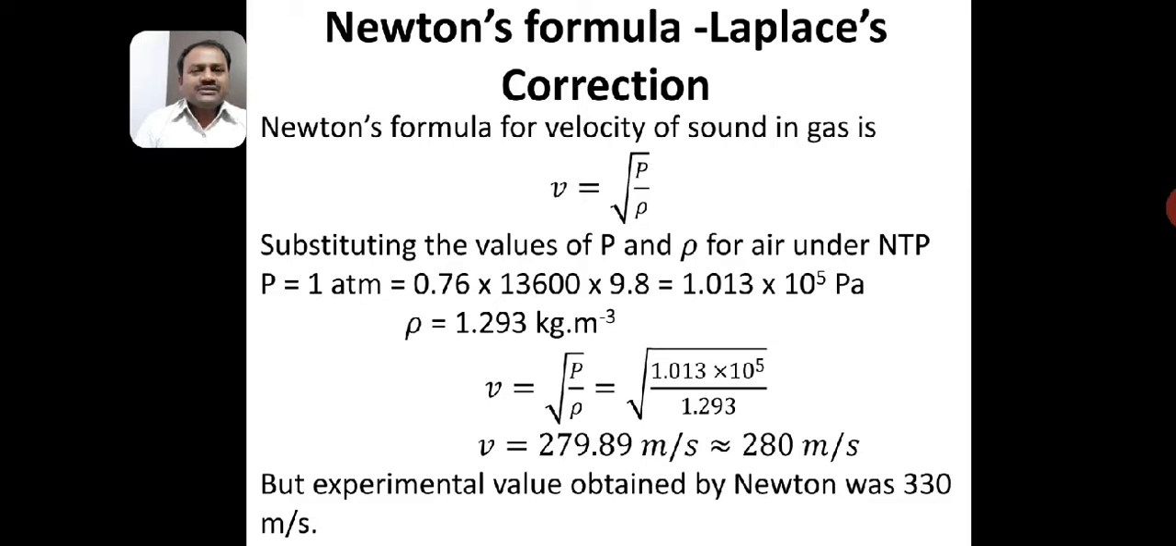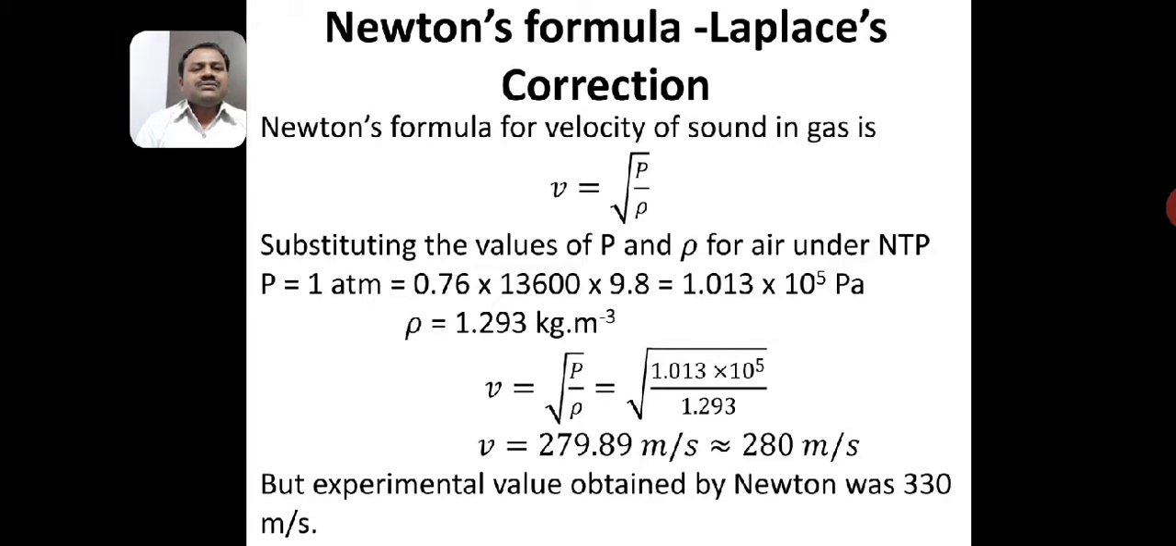We also discussed in the previous video that, while deriving the velocity of sound waves in a gas medium, Newton assumed the propagation of sound waves to be an isothermal process. Based on that, he showed that V is equal to square root of P by rho. Now we calculate the velocity of sound waves using Newton's formula, V is equal to square root of P by rho.